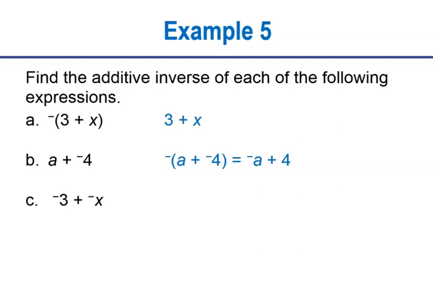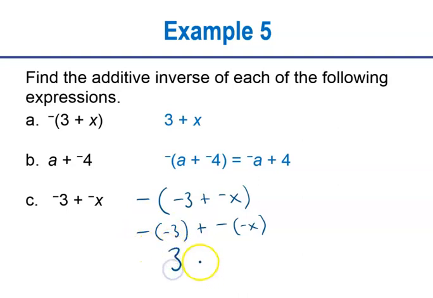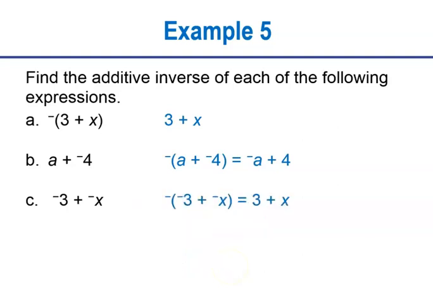All right, so let's try this one. So this is going to be the opposite of -3 plus -x. Now this opposite in front can go with each one, so that'd be the opposite of 3 plus the opposite of x. And we know what happens with those two opposites. That turns to 3 plus x. And there it is in fewer steps.